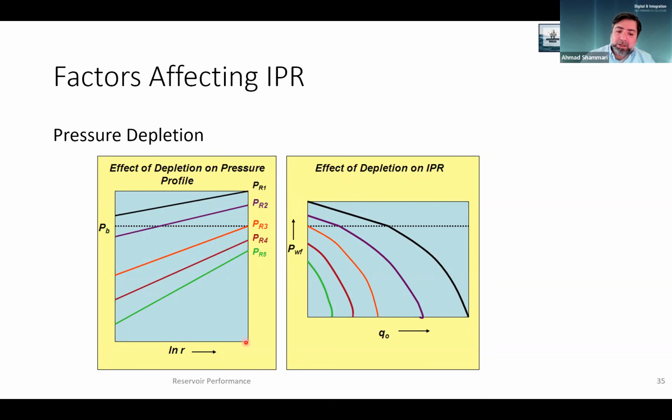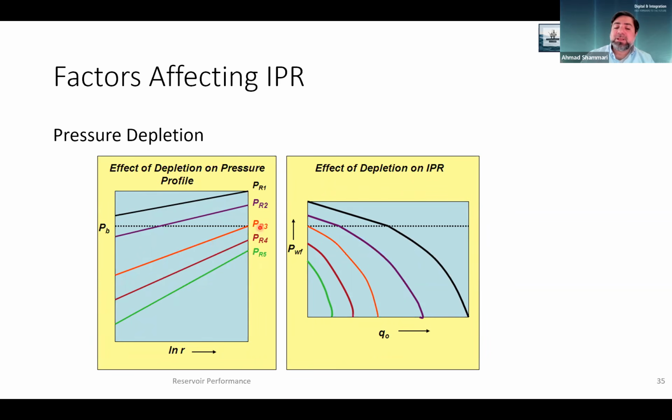again, this is Ln R, which is the radius from the wellbore. This is the wellbore here. And now, as we produce more with time, let's say, for example, if we're producing from a shale reservoir, the reservoir pressure will be depleted very soon, sometimes months, sometimes weeks. So unlike conventional reservoirs, where you can maintain the reservoir pressure, as the reservoir depletes, as the reservoir pressure goes down, we will reach a point where the starting point itself of the reservoir becomes below the bubble point.